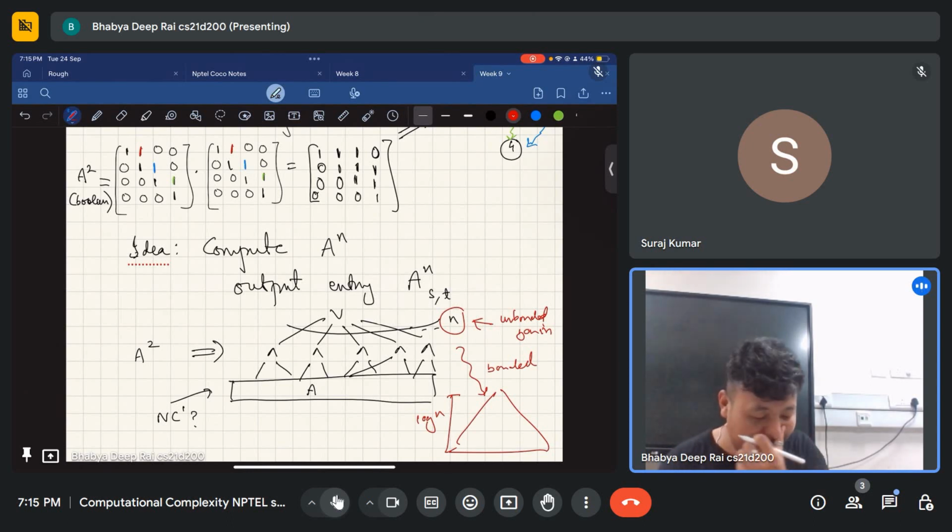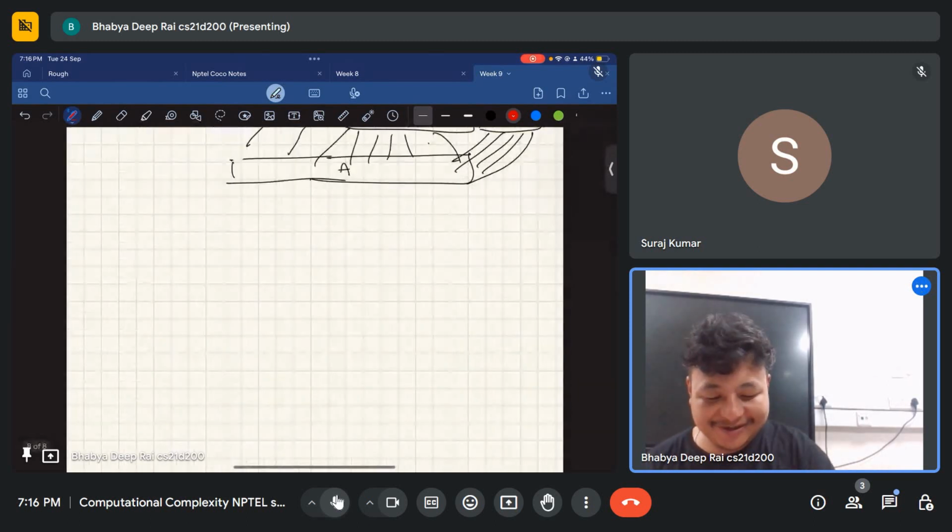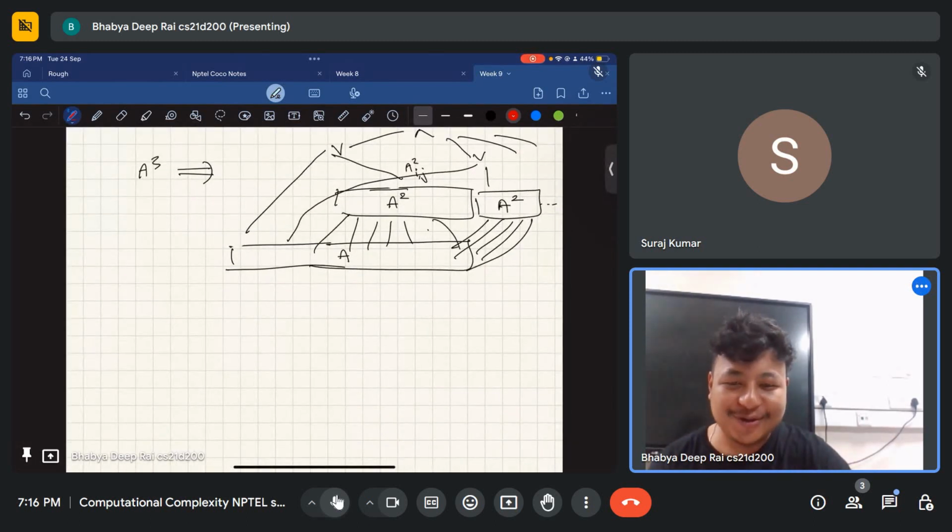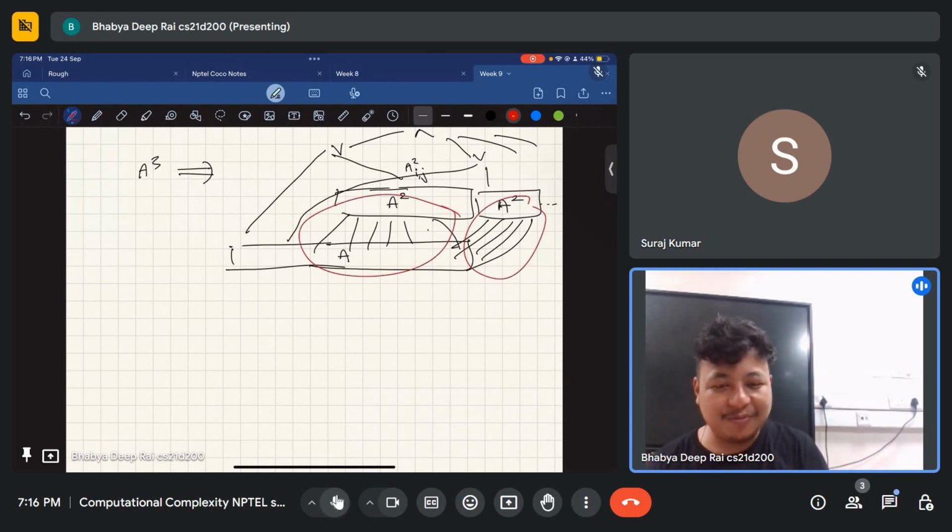Yeah, so log n, but this is good. Okay, log n is good. A square we can do in NC1. Now this is purely NC1. We can see, right? But as soon as we do a cube, the depth has increased, right? Okay, I can make this into bounded fan-in, no problem, by a log n factor, but this has still increased.